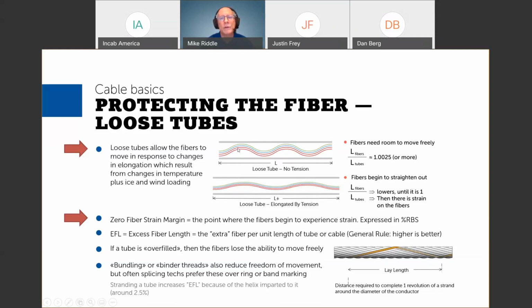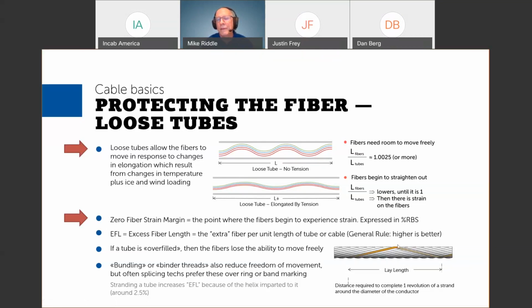In addition to what you can get in the tube itself, if you strand a tube like you see in this picture down here, you further increase the excess fiber length, which is the extra fiber per unit length of tube or cable. Again, in general, higher is better.